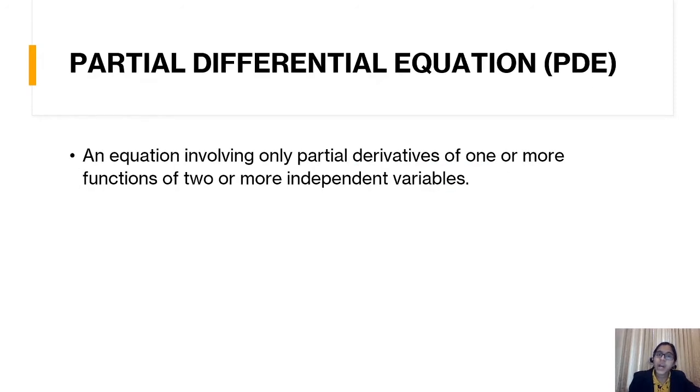The next is the partial differential equation, or PDE. The short form of ordinary differential equation is ODE, and the short form of partial differential equation is PDE. It is an equation involving only partial derivatives of one or more functions of two or more independent variables. So in the case of a partial differential equation, there can be more than one independent variable, and then only partial derivatives will occur. These are the two types of differential equation based on ordinary derivatives and partial derivatives.